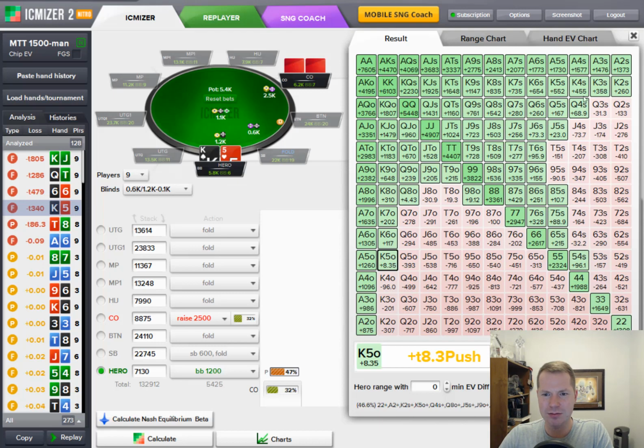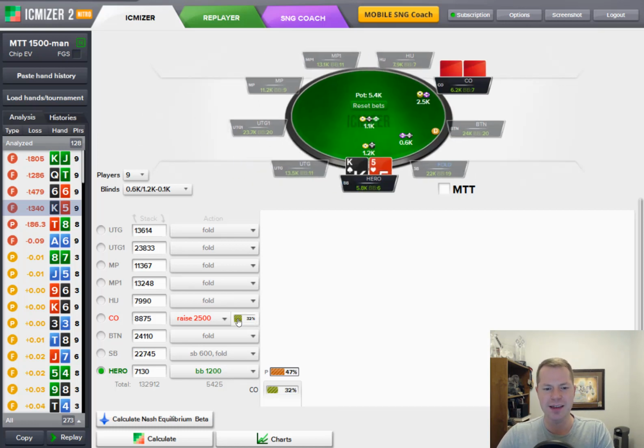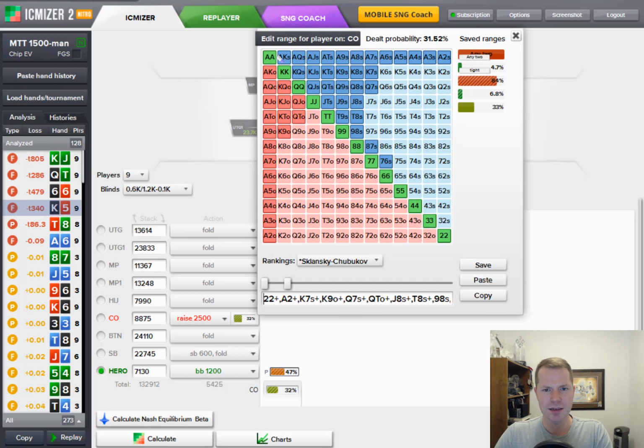You see now, king 5 offsuit is very close, essentially break even. 8 chips is nothing. Let's say the opponent is instead only raising with the best hands and then some total garbage. So let's give the opponent a range where he's shoving all the stuff in the middle, the medium hands, and raising the nut hands that can easily call a shove.